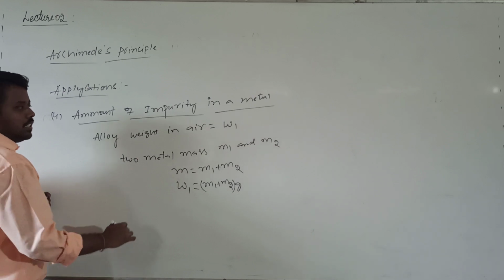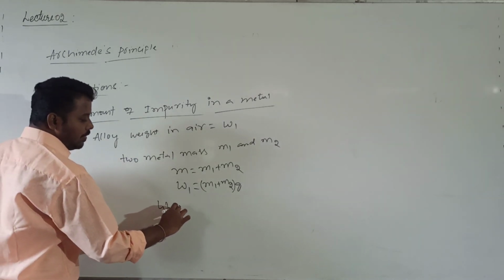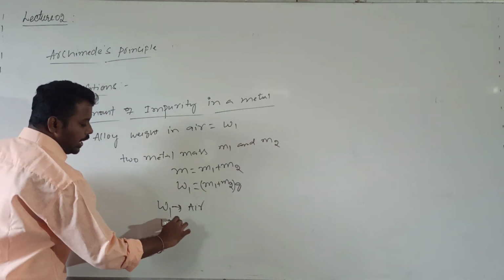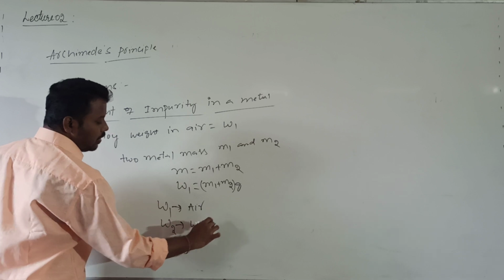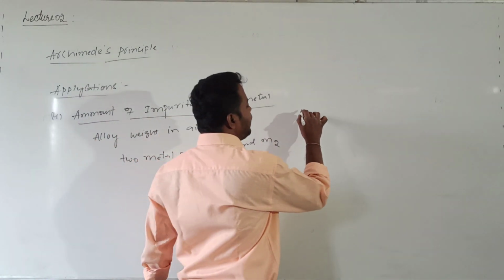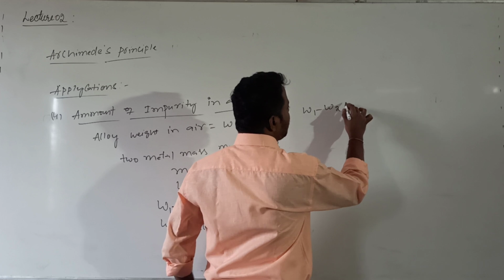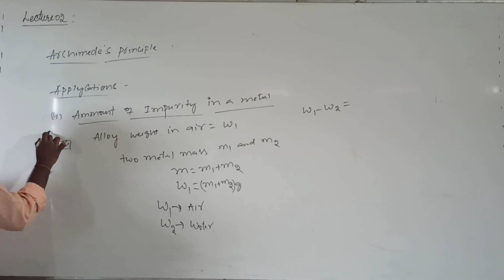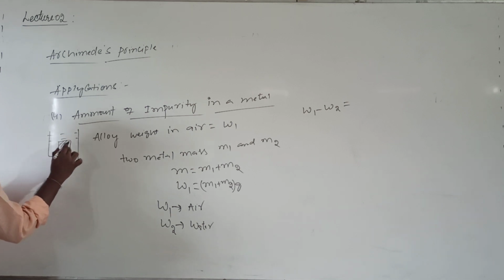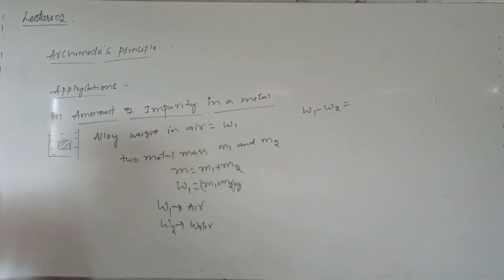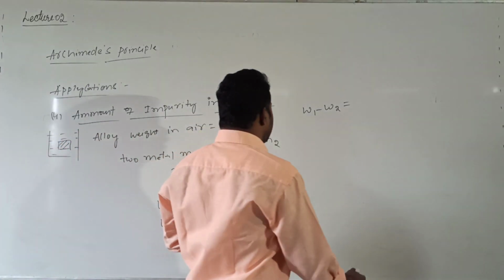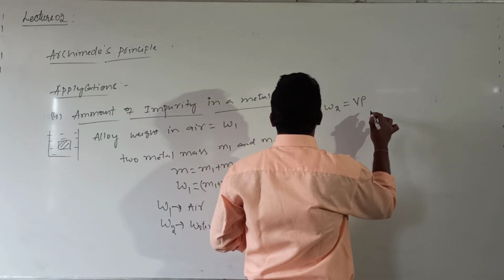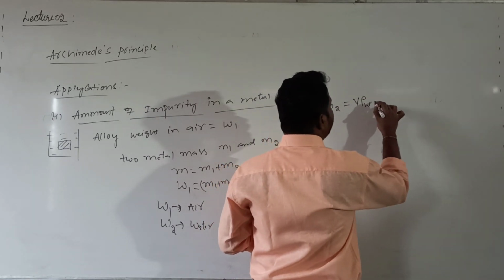Correct? So what is W1? W1 is the weight of the given alloy in air. Then find the weight of the alloy in water, W2. After that, the loss of weight value is given by W1 minus W2. What we need to do: the alloy was immersed in a liquid, and after immersing, we find the weight value. So what is the W1 minus W2 value? W1 minus W2 will be equal to V into rho W into g, by the buoyant force.